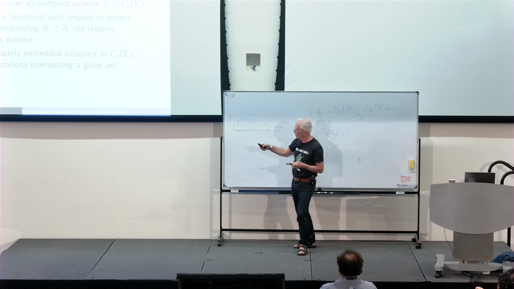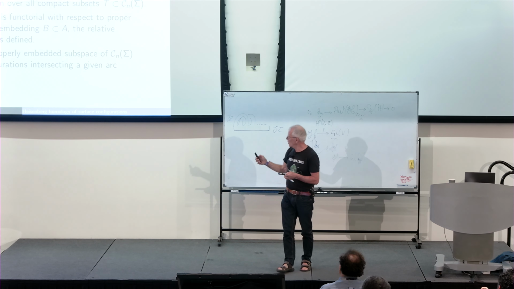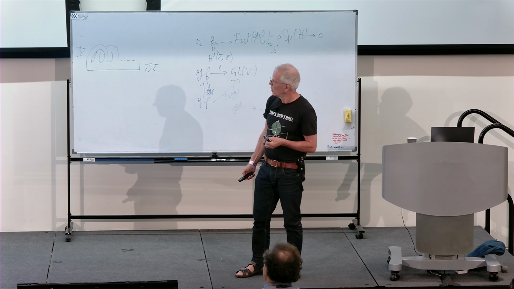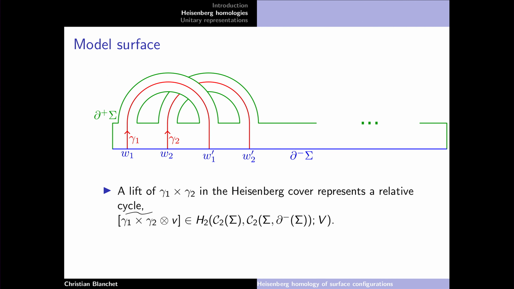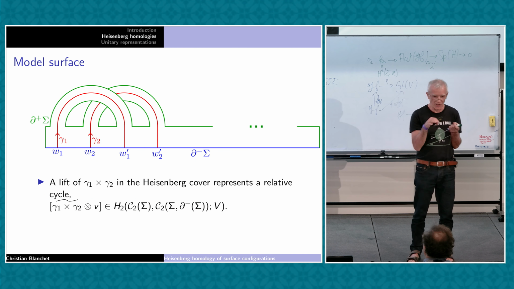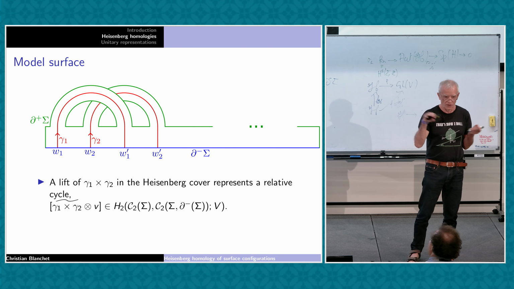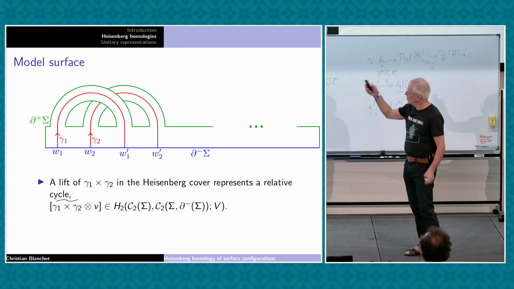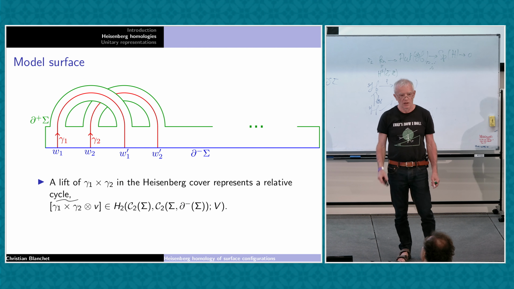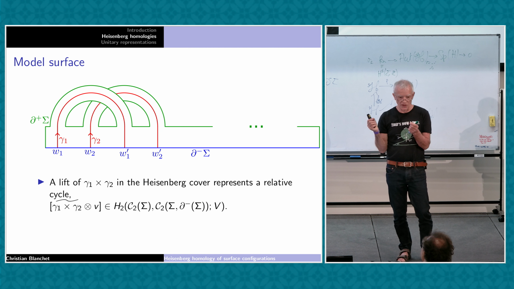Okay. And so this is my model. And now I will say something about certain cycles. In a moment, I will need to give a description of the homology I'm defining. And here I put the gamma i as the cores of these handles. These are arcs inside the surface.